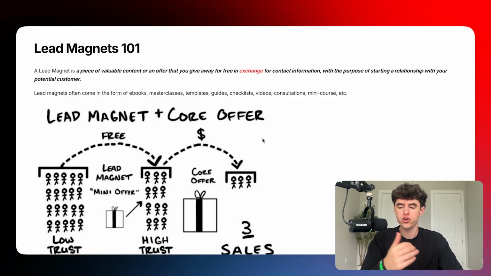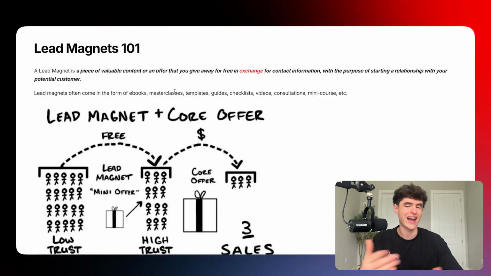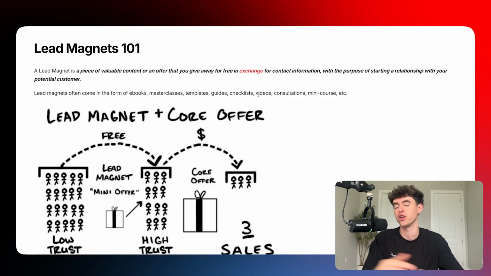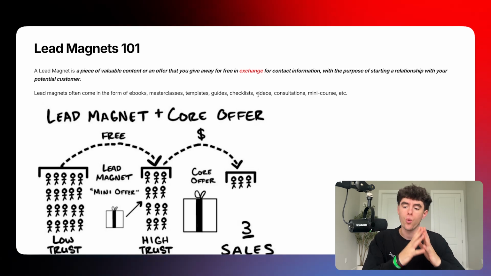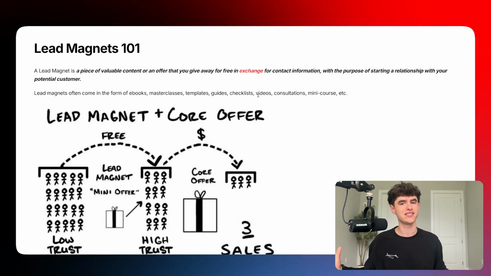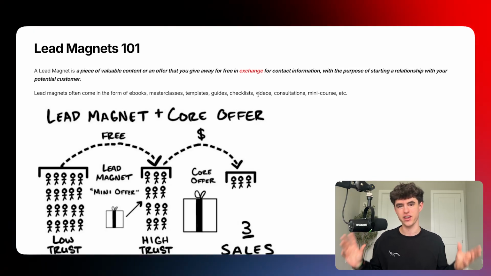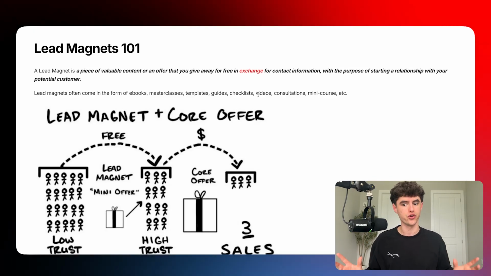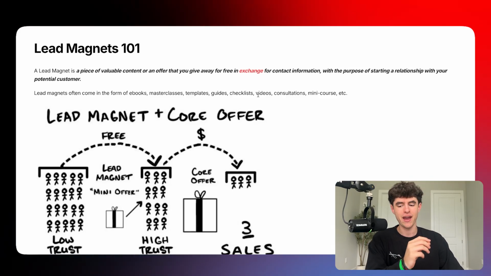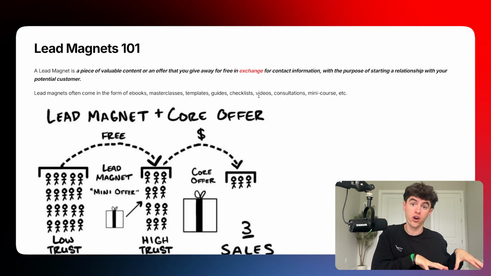So what you can do is you can make lead magnets. They come in a bunch of different forms like ebooks, masterclasses, templates, guides, checklists, videos, you name it. But what I've noticed works really, really well is either ebooks or video guides. There are a couple of psychology reasons behind this, but honestly, I couldn't really tell you why. But if you're going to make a lead magnet, I would suggest you start at the very least with an ebook or a video guide.